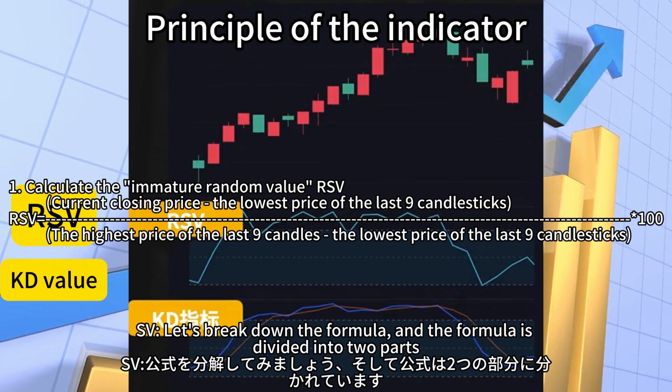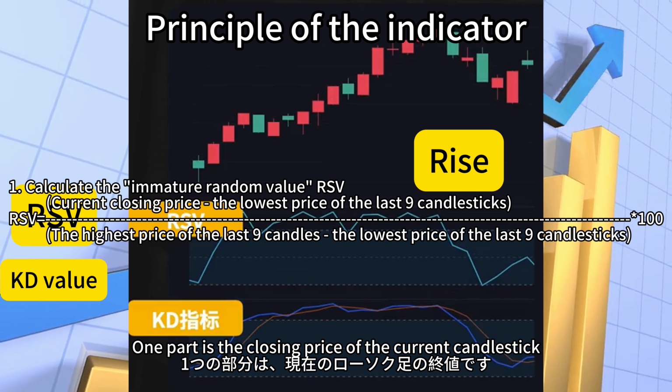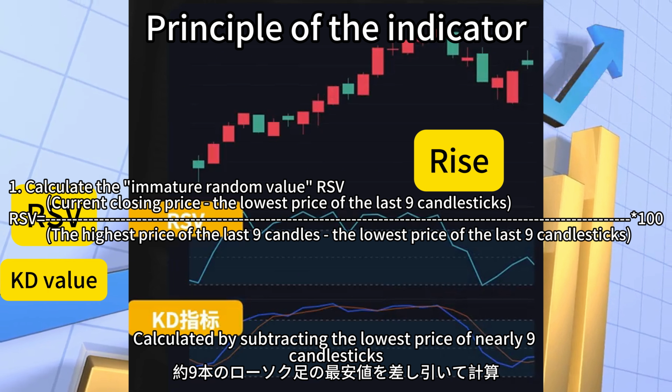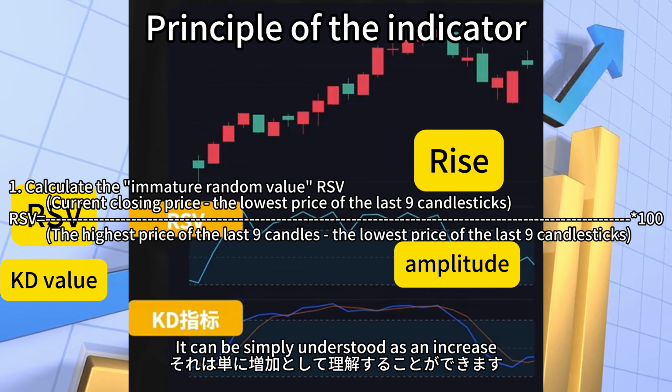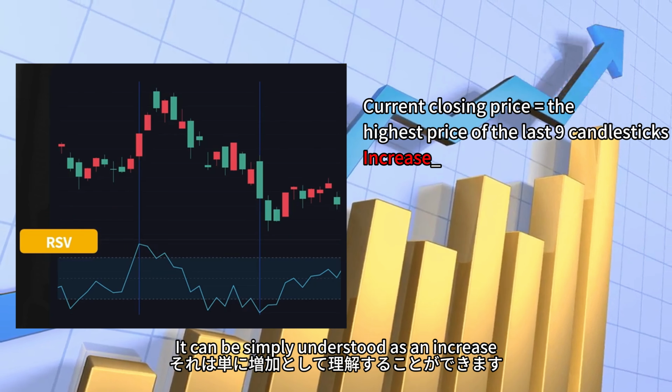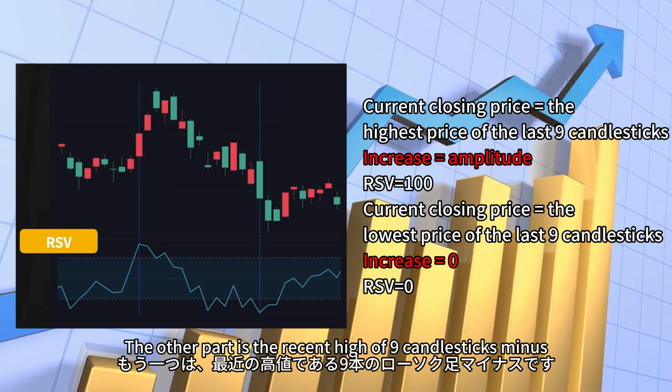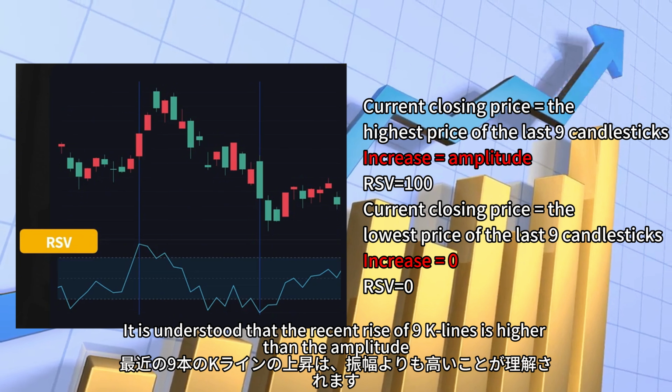Let's break down the RSV formula, which is divided into 2 parts. One part is the closing price of the current candlestick minus the lowest price of the last 9 candlesticks. In fact, it is the increase of the current price from the lowest price, which can be simply understood as the gain. The other part is the highest price of the last 9 candlesticks minus the lowest price, which can be understood as the recent amplitude of the 9 candlesticks.